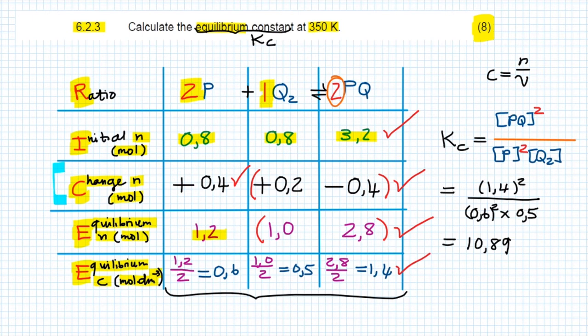We then go to the Kc expression. We're going to get 1 mark for first writing out the Kc expression. So please do not neglect to first write out the Kc expression, remembering that solids and liquids are excluded from this expression. You're going to get 1 mark for substituting into the Kc expression and 1 mark for your final answer. This gives us a total of 8 marks for question 6.2.3.